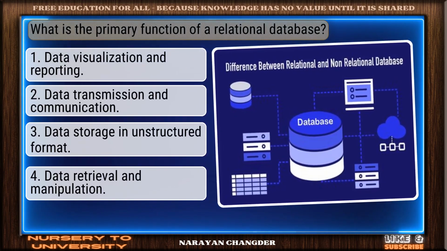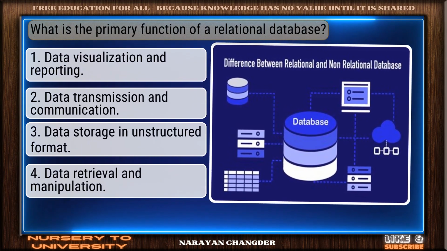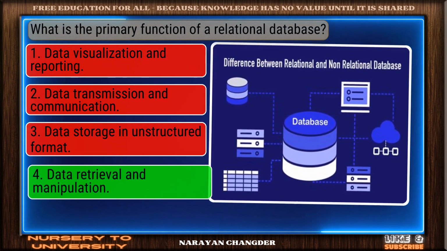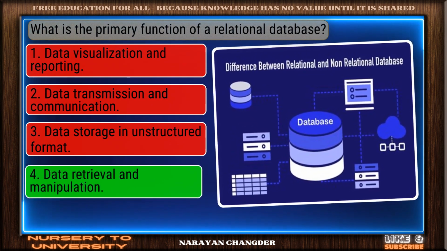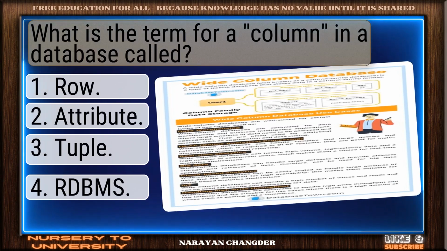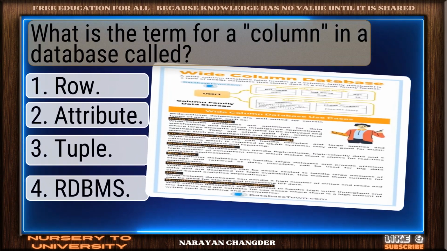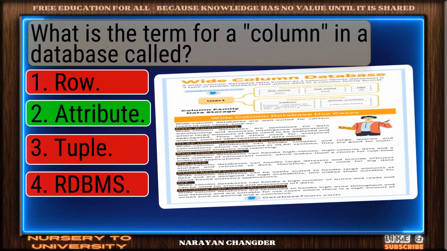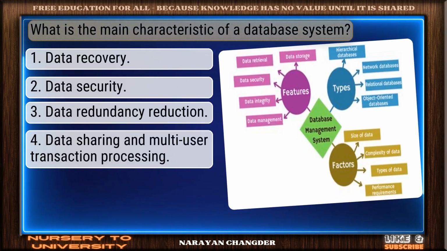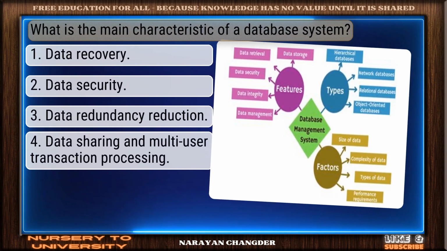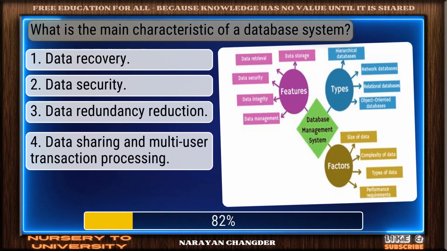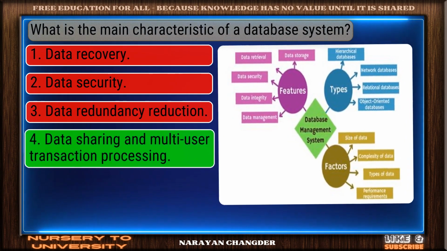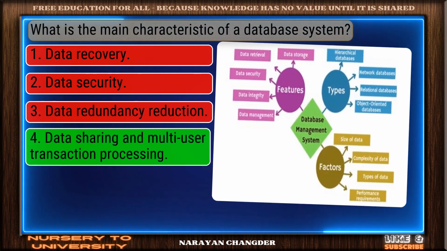Question number 54. What is the primary function of a relational database? On track. Data retrieval and manipulation is the correct answer. Question number 55. What is the term for a column in a database called? Well done. Attribute is the right choice. Question number 56. What is the main characteristic of a database system? Right again. Data sharing and multi-user transaction processing is a valid answer.